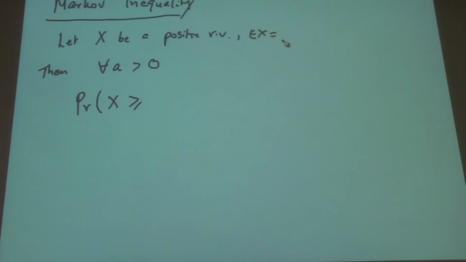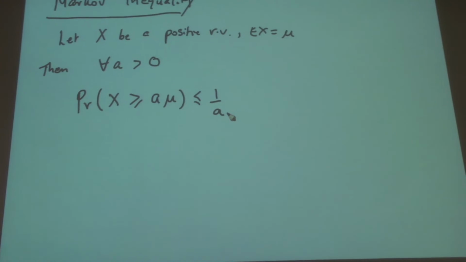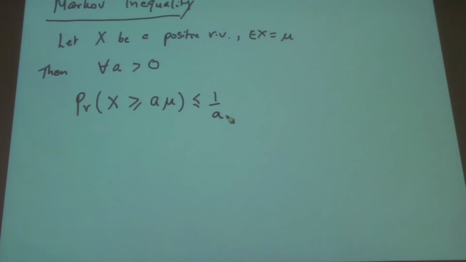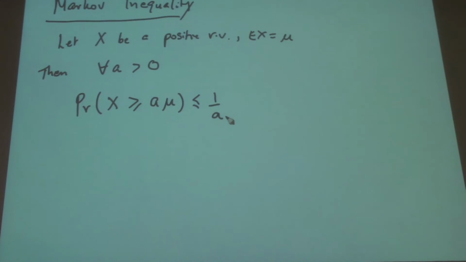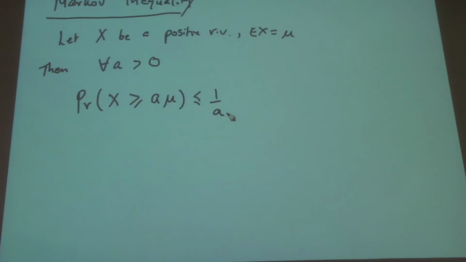I'm going to use mu generally for the mean. So what it's saying is that if you measure your motion away from the mean in units of the mean, so am I a factor 1 away from the mean, 2 factors, 3 factors, 4 factors, that becomes increasingly less likely.